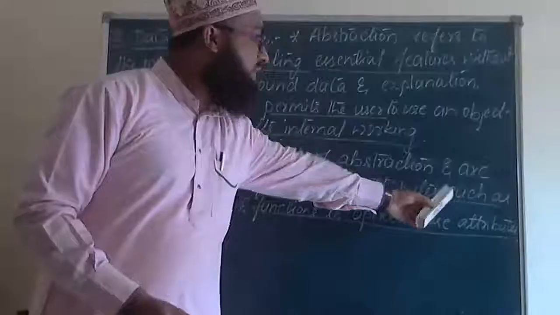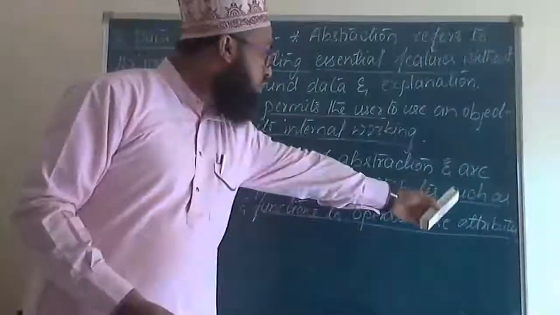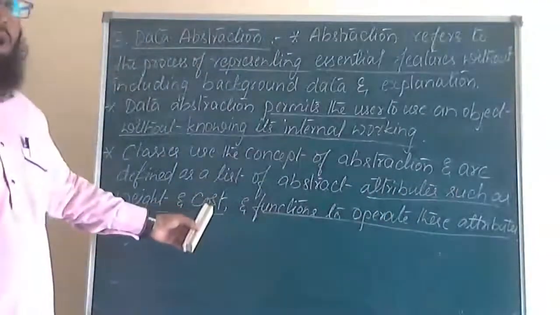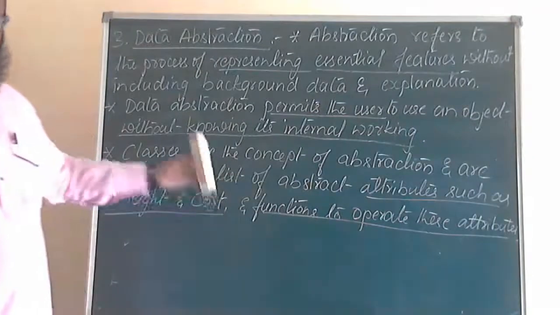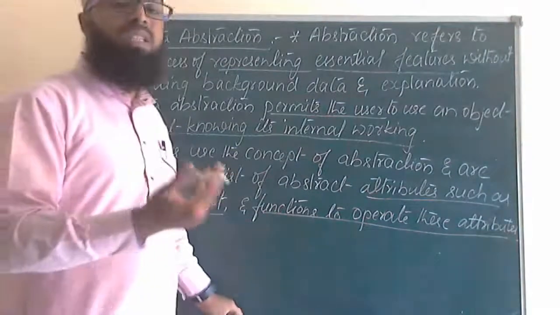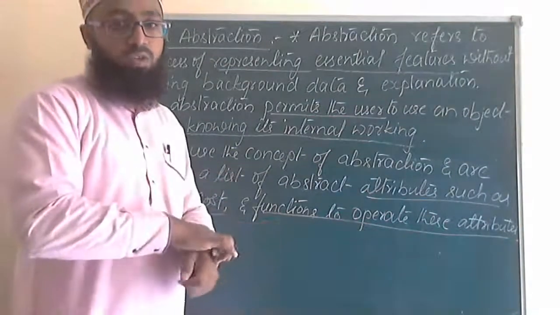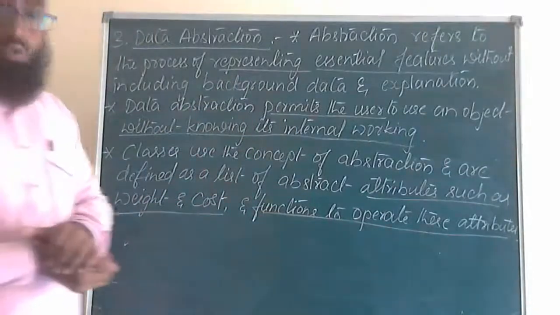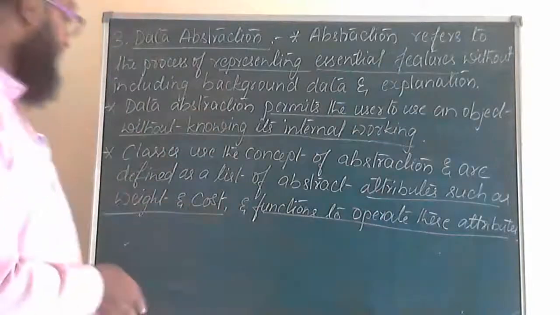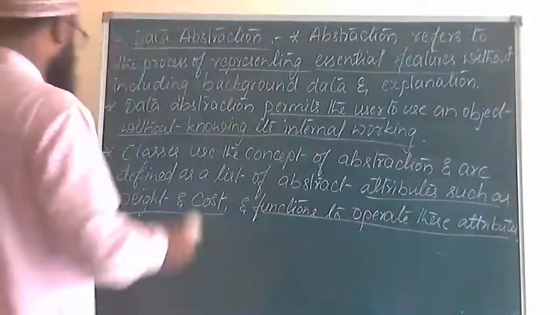Classes also use abstraction to give the attributes of an object. Anything it may be, cost or weight is not the only attribute; depending upon the thing, attributes must be there. So for that, data abstraction will be used. Hope you have understood this. Next, come to data encapsulation.